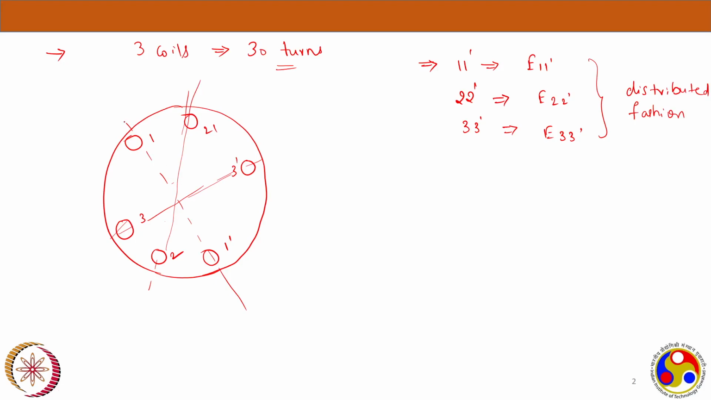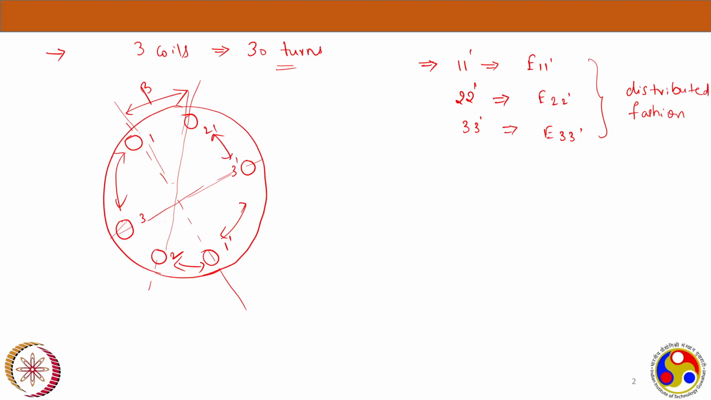Now, there is a clear angle visible between these slots. You can see between 1 and 2 dash there is an angle, and between 1 and 3 there is an angle. In the figure they are not clearly equally placed, but in actual they will be equally spaced. The angle between any two slots we call beta, which is the slot pitch.